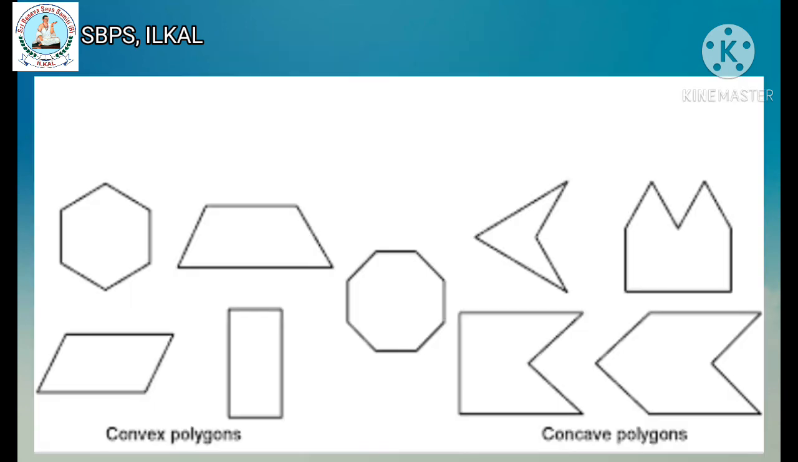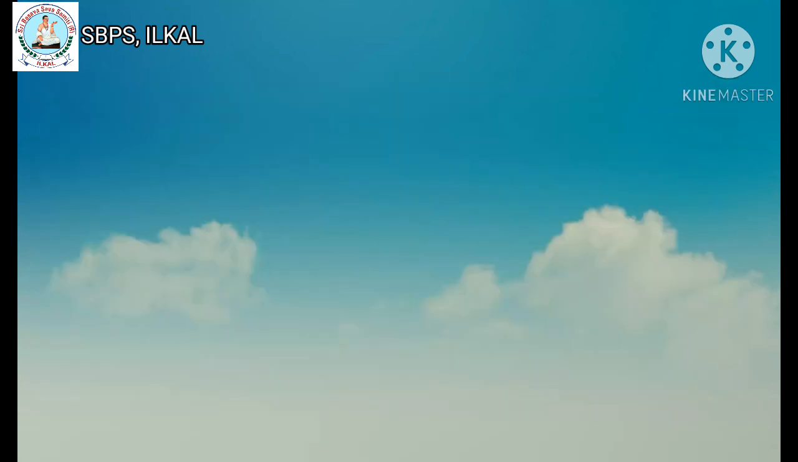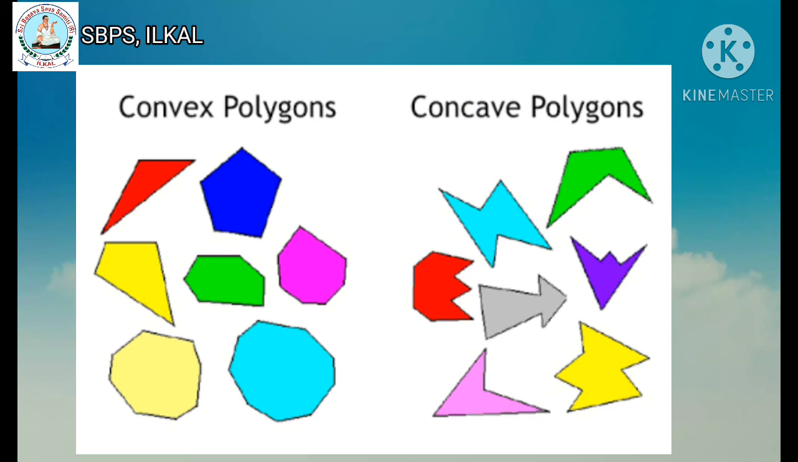You all already know that a simple closed figure made up of line segments is called a polygon. Here convex polygons and concave polygons are there in front of you. Convex polygons will have all the diagonals inside. You know that a diagonal is a line segment connecting two non-consecutive vertices. In concave polygons, one or more diagonals will be outside.